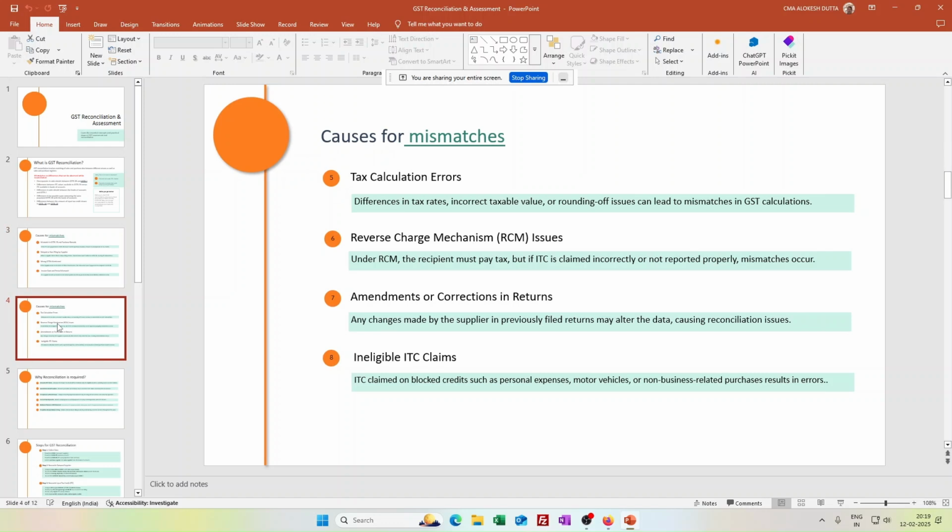Next, tax calculation error. You have calculated 18%, but actually it will be 28% or something else. Rounding issues, incorrect taxable value you have taken. So tax has been wrongly calculated in your books of accounts, but in the GST portal, it is calculated automatically. So you have some mismatch cases.